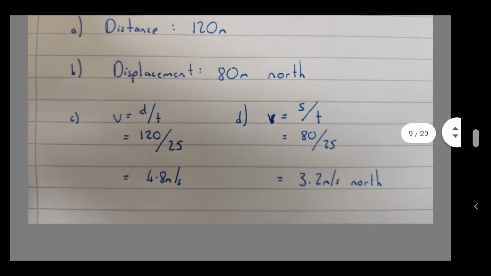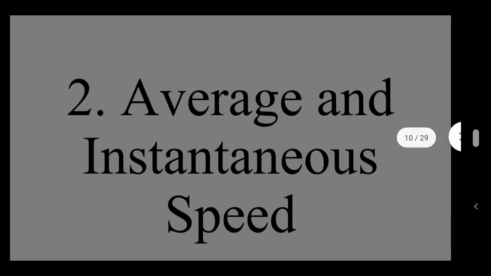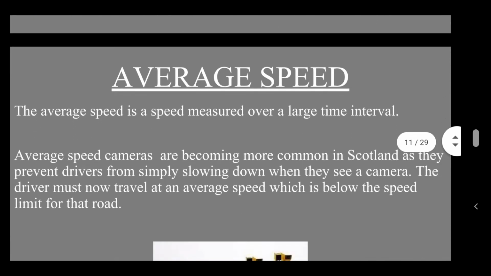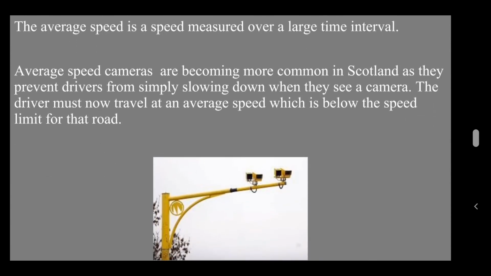So that was that. Now, let's move on to average and instantaneous speed. So for average speed, you will probably be aware there's average speed cameras about, particularly on the way up to Perth.